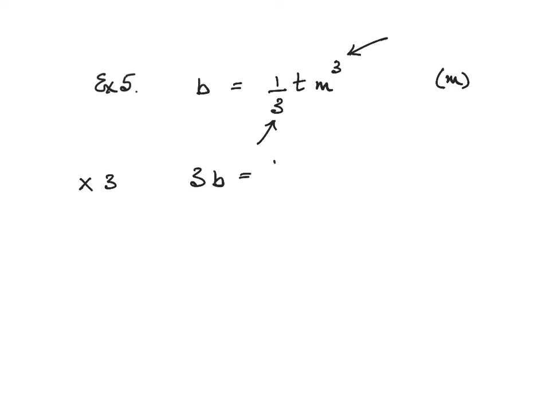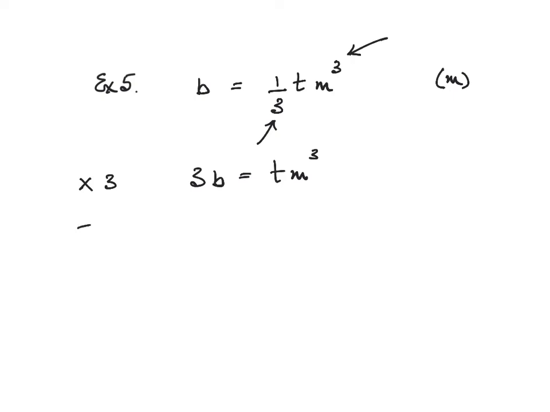One last example here. Now the subject of the formula at the moment is b, and we want to make the subject of the formula m. But we have a cube on the m, and we also have a fraction to deal with. First thing to do is to get rid of the fraction, I think. Multiply by 3 to get rid of a dividing 3, so 3b then equals t m cubed.